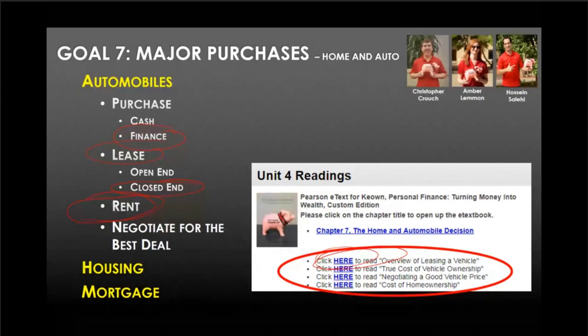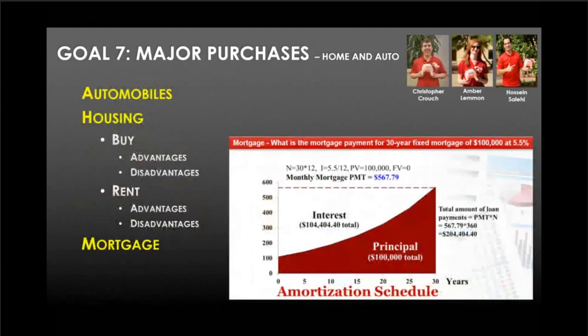All right, so you always want to negotiate the best deal. Some of the other documents talk about negotiating a good price. We'll have an example of that later. You never just want to go with what they give you. Okay.